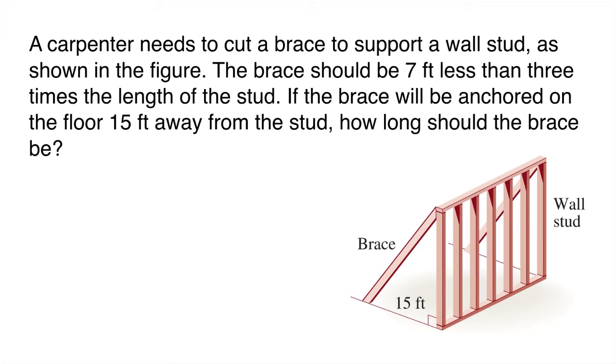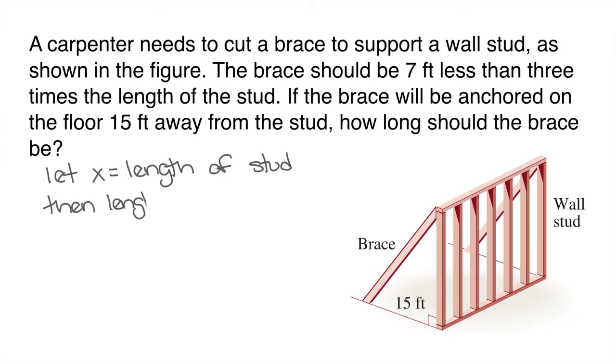The brace should be 7 feet less than 3 times the length of the stud. If the brace will be anchored on the floor 15 feet away from the stud, how long should the brace be? Let's let the variable x equal the length of the stud. Then the length of the brace is equal to 7 feet less than 3 times the length of the stud, or 3x minus 7.